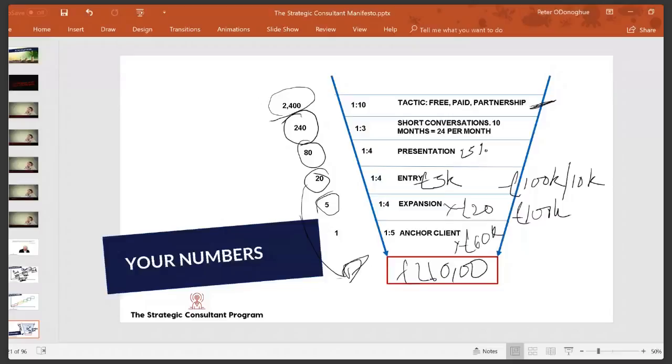You can dial your numbers in with some relatively scientific accuracy. And not only that, I'm going to show you how you can scale and move the dials on that model as well.